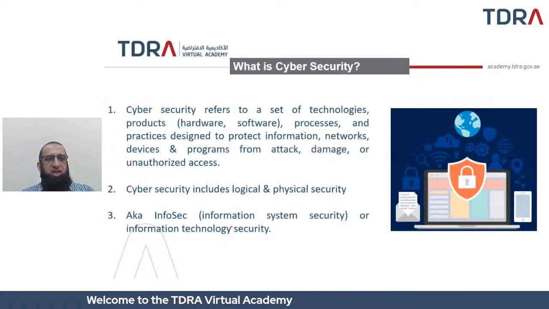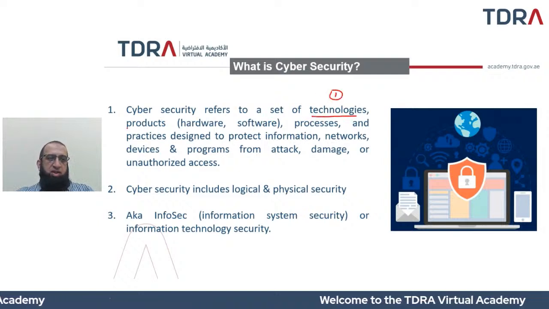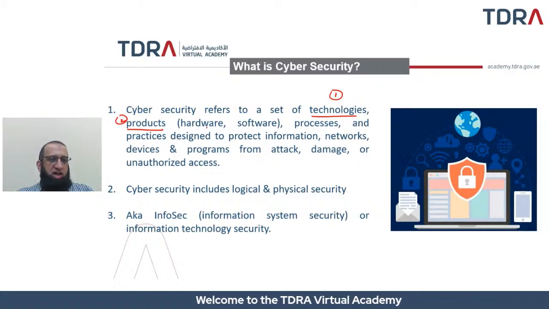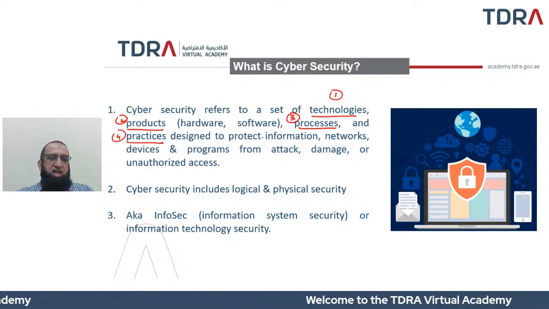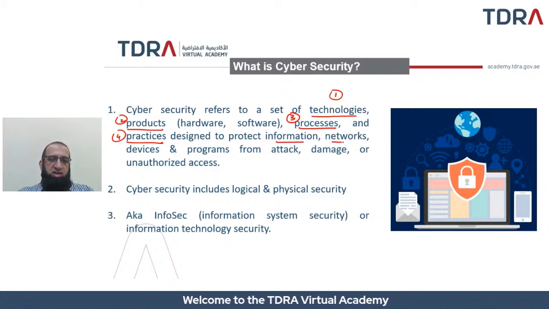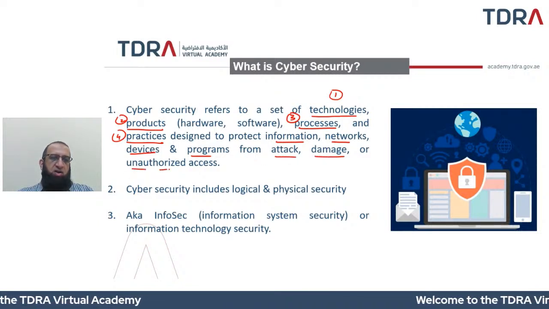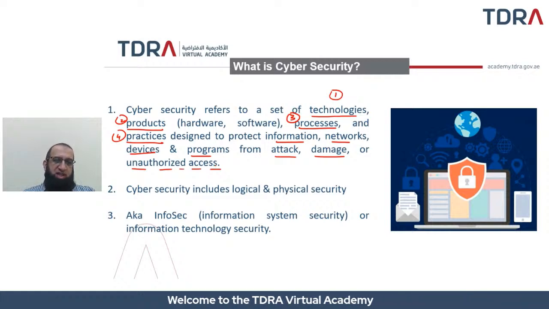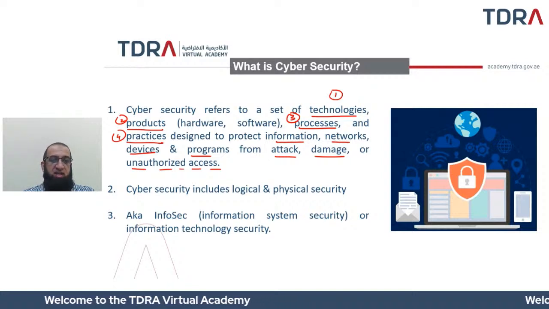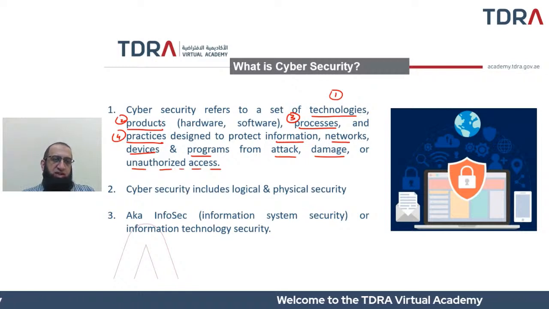So what is cybersecurity? Cybersecurity refers to a set of technologies, products. When we say product, it means all the hardware and the software or the apps. Third, processes. Fourth, practices. Designed to protect information, networks, devices, and programs from attack, damage, or unauthorized access. So cybersecurity primarily is dealing to protect our assets, our network, our devices, and our information from damage or unauthorized access.